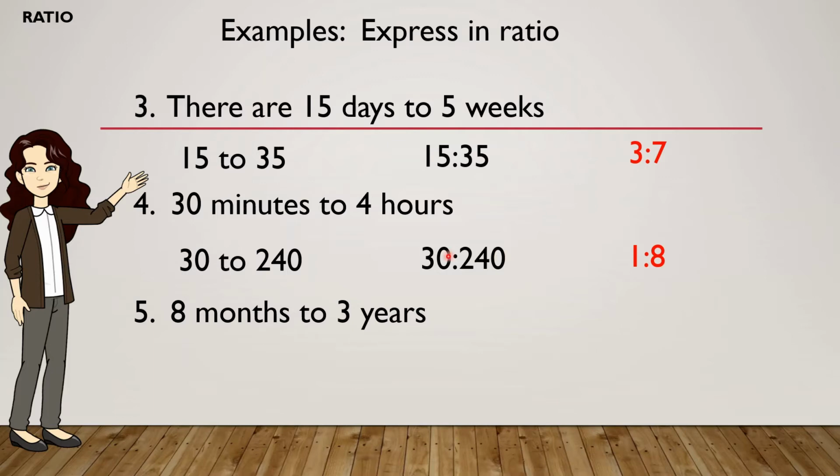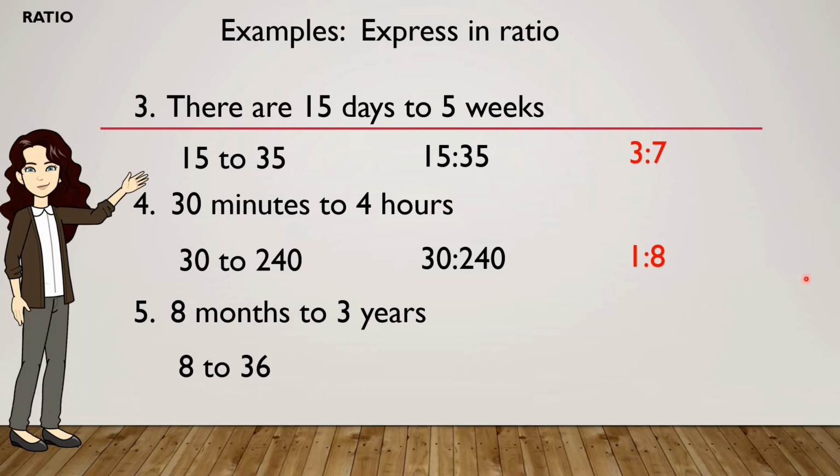Number 5. 8 months to 3 years. Okay, what will be the ratio of 8 months to 3 years? So, we need to convert years to months first. So, how many months in 3 years? Okay, diba sa isang taon? So, in 1 year, we have 12 months. You have 3 years, so we have 12 times 3, which becomes 36. So, we need to get the ratio of 8 is to 36.